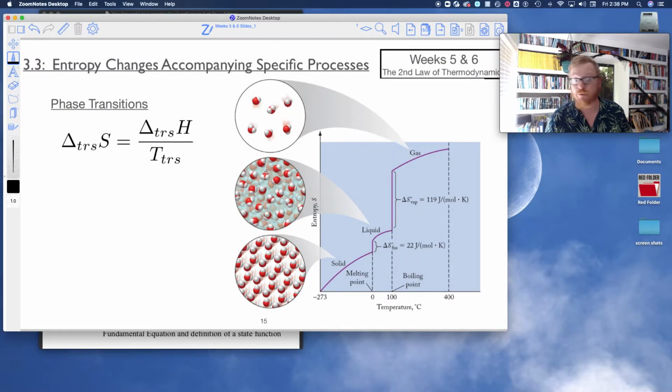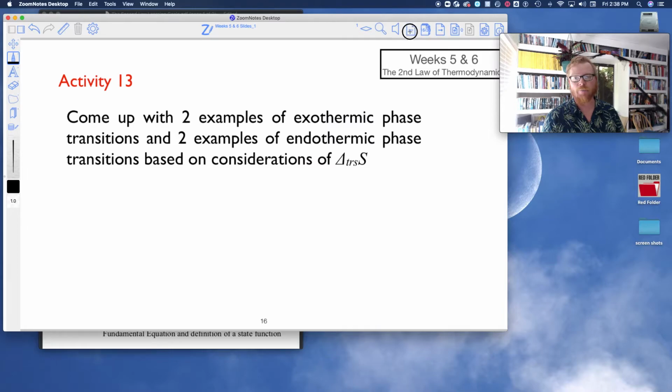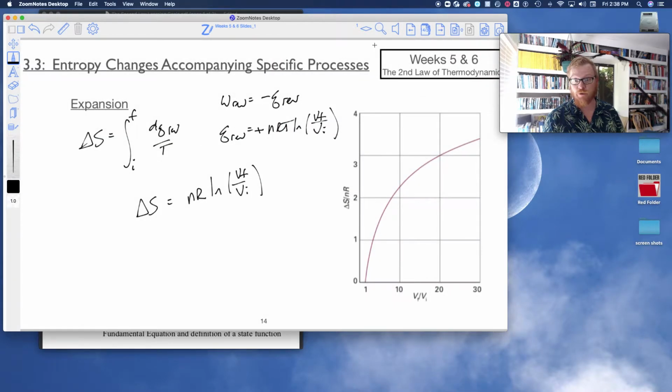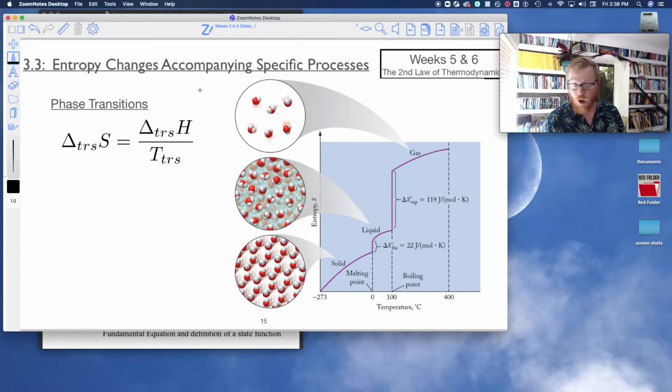So moving on, let's talk about phase transitions. We note that the thermodynamic definition of entropy is dq reversible divided by temperature. But we also know that q at constant pressure equals delta H. So another mathematical equation for entropy: delta S is delta H divided by T at constant pressure. This T_trs stands for phase transition. So specifically, the entropy of a phase transition is the enthalpy of the phase transition divided by the temperature at which that phase transition happens.